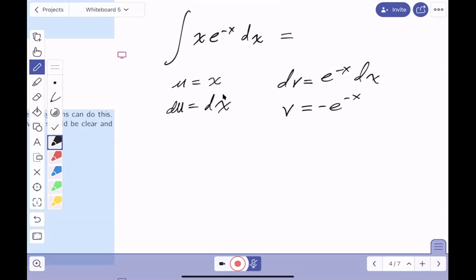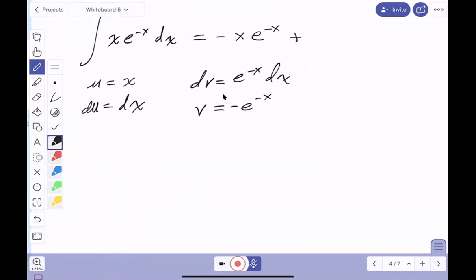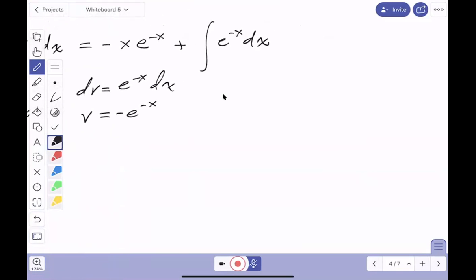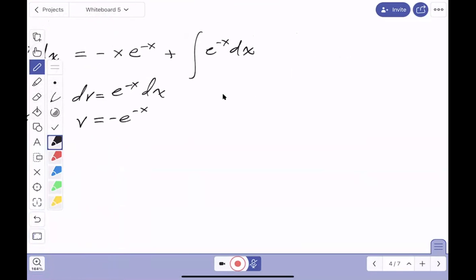Let's write this down. So what do you get over here? Minus x e to the minus x plus, the reason I'm saying plus, it's minus a minus, the integral of e to the minus x dx. Again, the integrations are becoming easier now. There's going to be minus x e to the minus x, and this is going to be minus e to the minus x plus c.